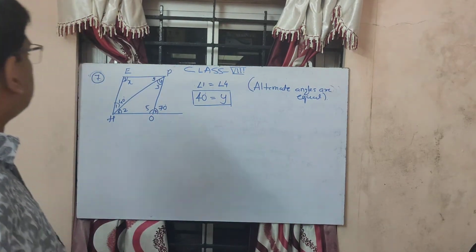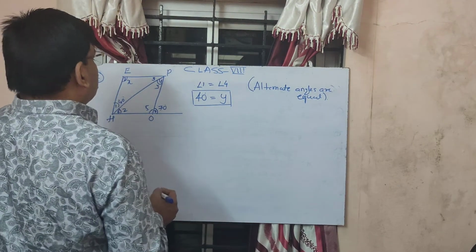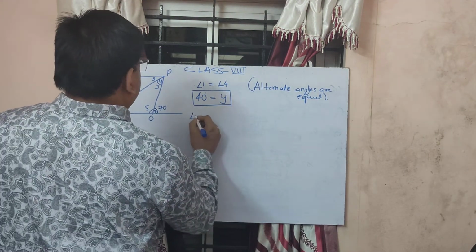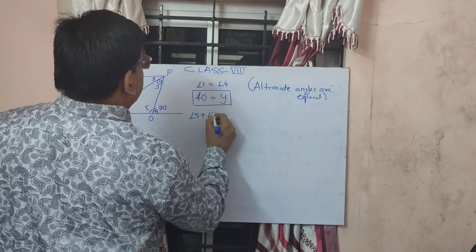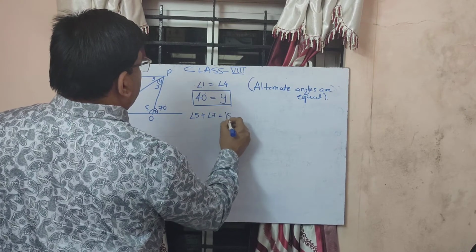Now we also know that angle 5 plus angle 7 is how much? 180.